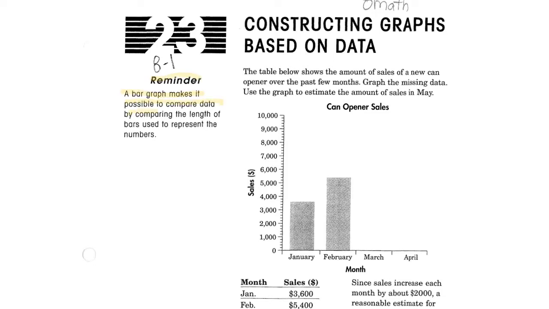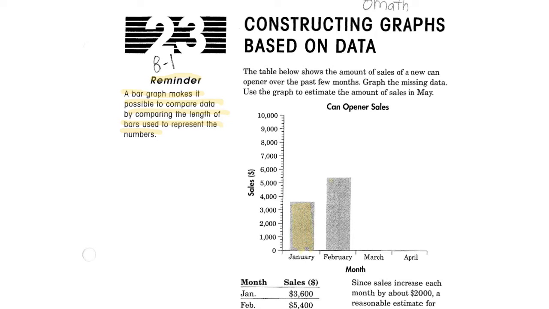It says a bar graph makes it possible to compare data by comparing the lengths of bars used to represent the numbers. The table below shows the amount of sales of a new can opener over the past few months. Graph the missing data. Use the graph to estimate the amount of sales in May. Now we have our little chart down here that says in January there was $3,600 in sales. And notice right here that is the graph.